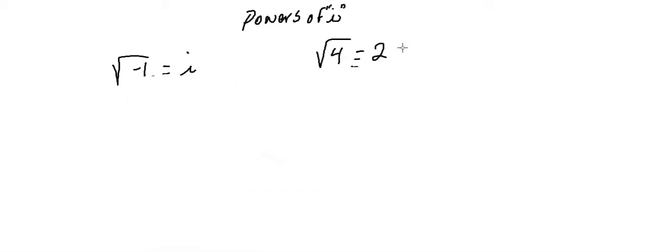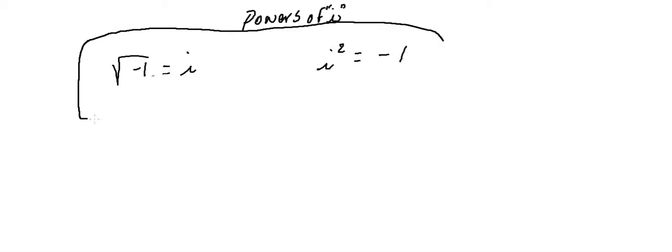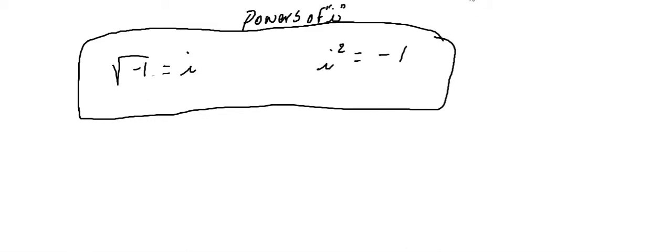Alrighty, so let's go ahead. We can erase this here. Okay, so let's go ahead and say i squared is equal to -1. Now we're going to use these rules to solve the rest of our problems. Let's go ahead and get started.